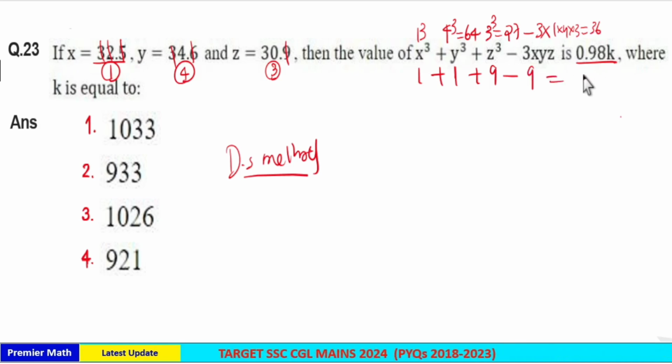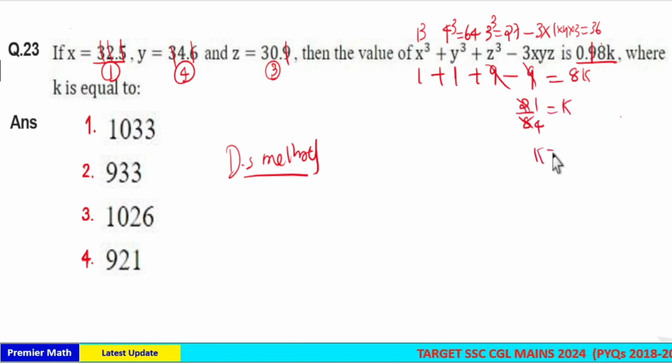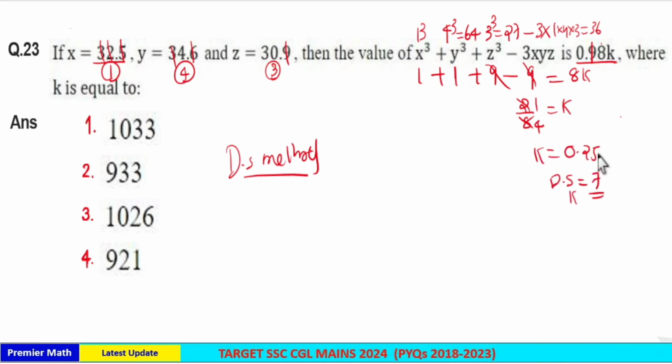Now this is equal to 0.98k. 9 cancel. So this is 8k. Now 9 and 9 cancel. So 2 by 8 is equal to k. 2 by 8 means 1 by 4. So k is equal to 0.25. The digit sum of k is equal to 7 here. 2 plus 5, 7. So check for digit sum 7 in the options. 3 plus 3, 6. 6 plus 1, 7 is the digit sum. Here 3 plus 3 is 6.